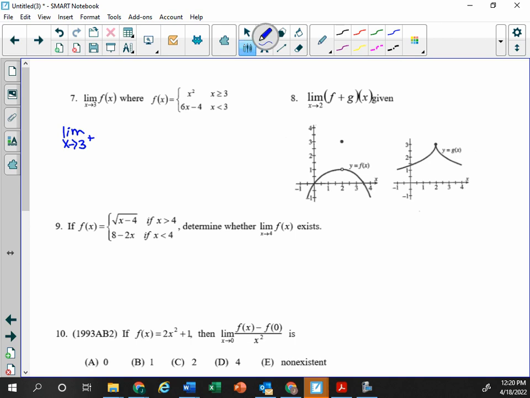I'll do from the right first. So that would just be the x squared part, right? So what do I get when I plug 3 into that? 9. And then if I do the limit as x approaches 3 from the left, that'd be the 6x minus 4 part. So what's your answer? Does not exist. Different values, does not exist. Left and the right were not the same.